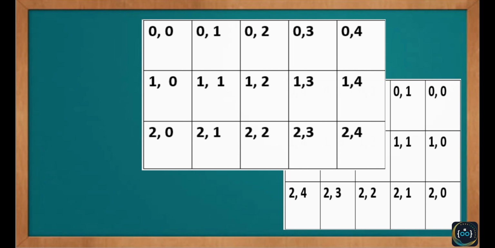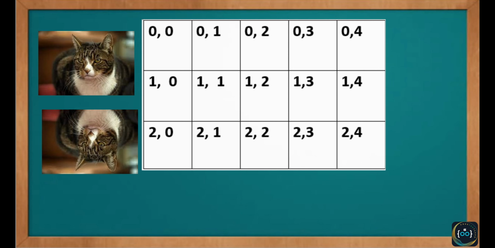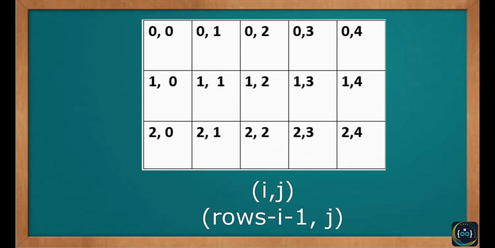Now for vertical flipping, for example, to flip this cat image vertically this way, we are going to use a formula very similar to the other one, but as you can see now, we are flipping the rows and not the columns. The column, which is J, will still remain the same. But the rows, which is I, will now use this formula: rows minus I minus 1, where rows is equivalent to the total number of rows.